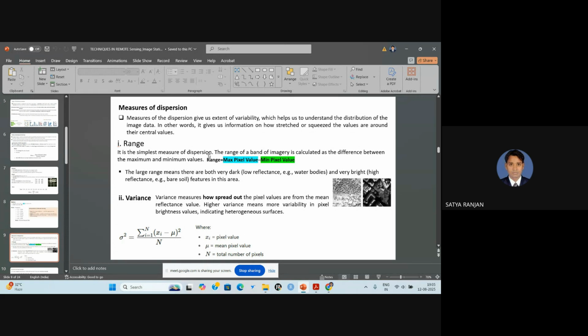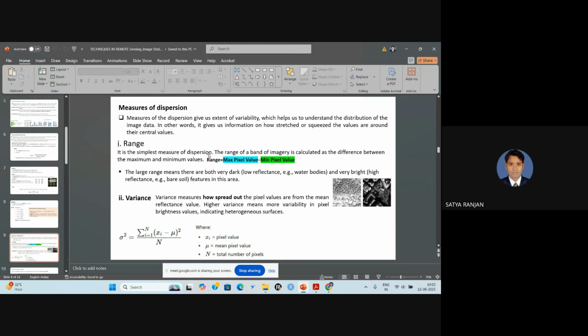So the maximum DN value, that is digital number, and the minimum digital number values. Suppose there is high reflectance information in the satellite image, that is 250, and the lowest is 5. Then the difference is 250 minus 5, that is 245. The range is very high.